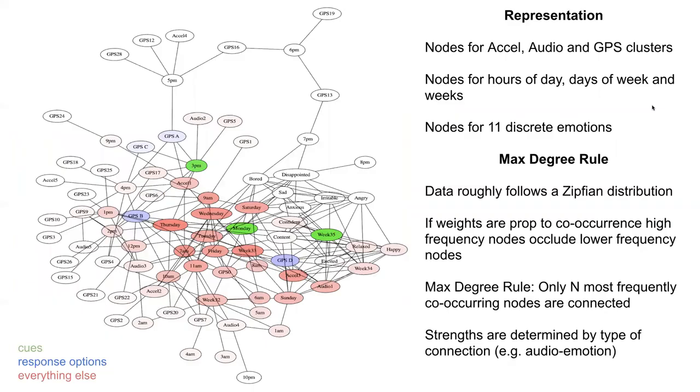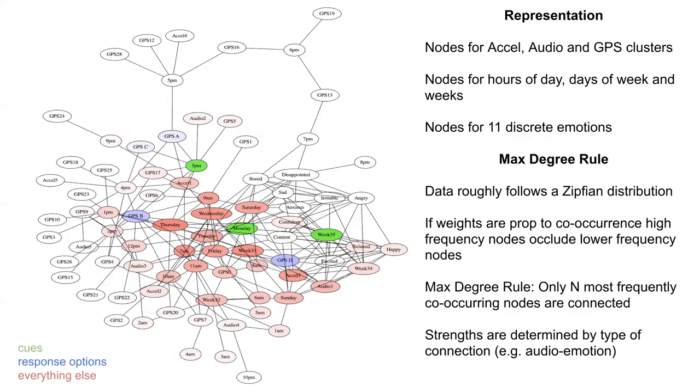Now to model this, what we did is construct a memory network, and the nodes in the network were generated by the data that we created. So we had nodes for accelerometry, audio, and GPS clusters. We had nodes for the hours of the day, the days of the week, and the weeks, and we had nodes for the 11 discrete emotions.